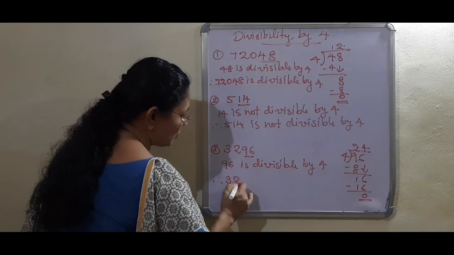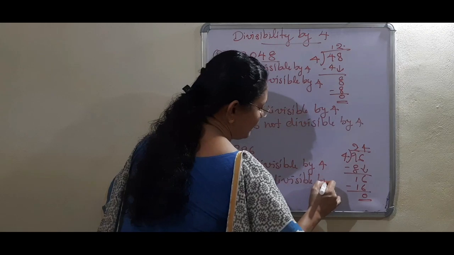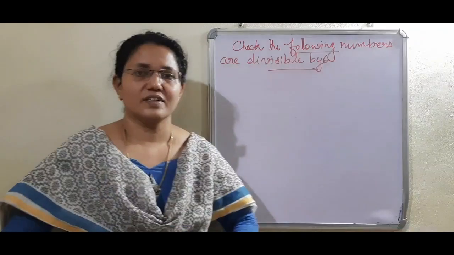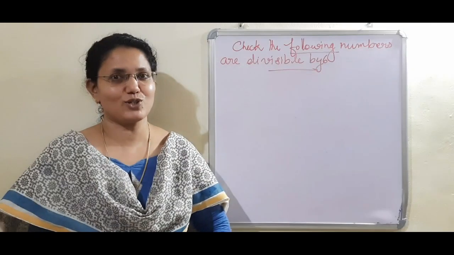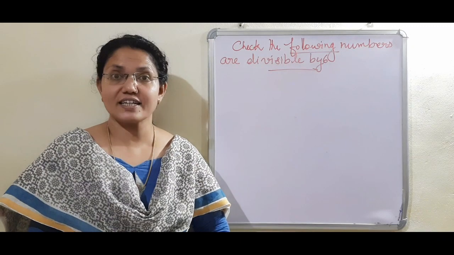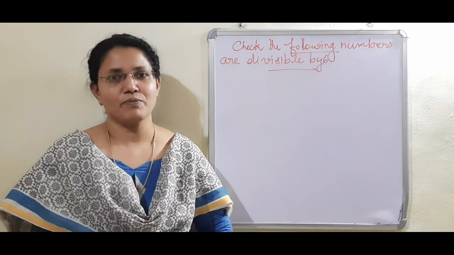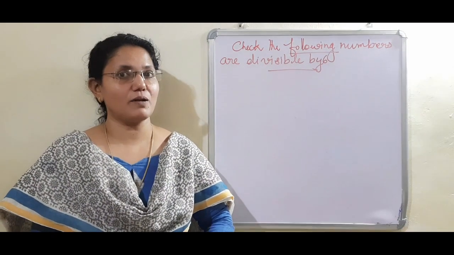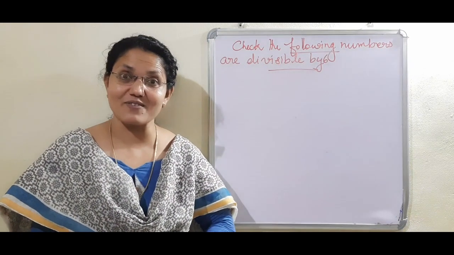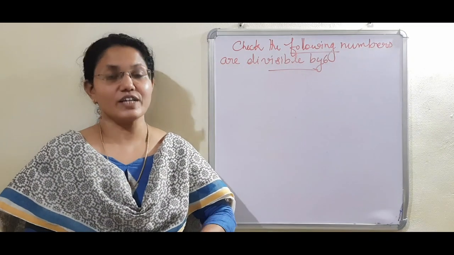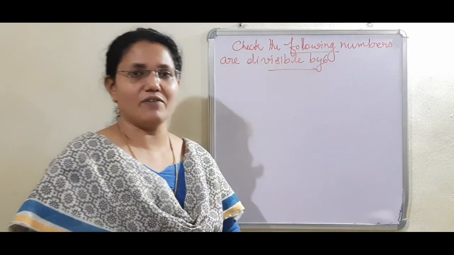Therefore, 3296 is divisible by 4. Okay. Dear children, to check whether a number is divisible by 6 or not, what to do? First, we should check whether it is divisible by both 2 and 3. If the number is divisible by 2 and also by 3, then the number is divisible by 6, meaning we can divide the number by 6 completely. With an example, I will show this.